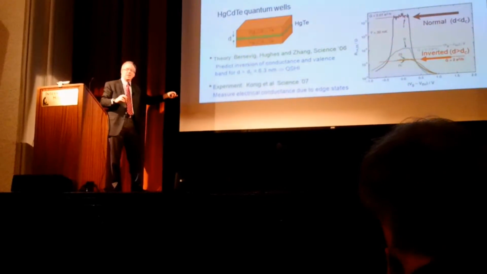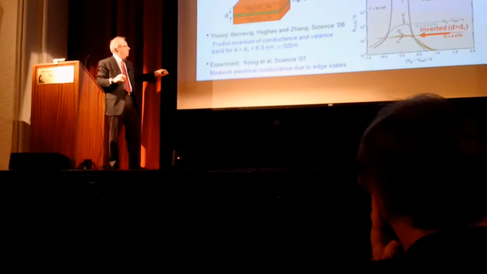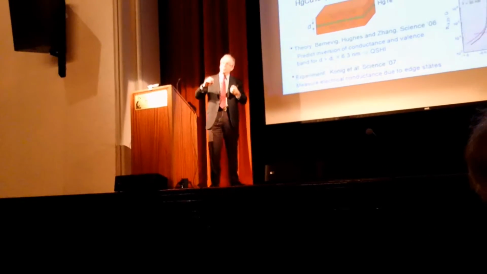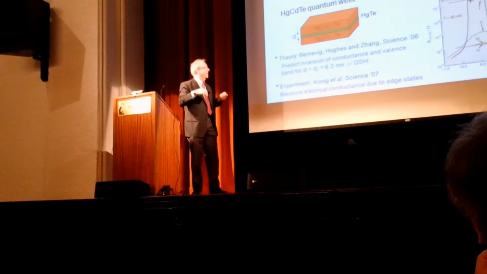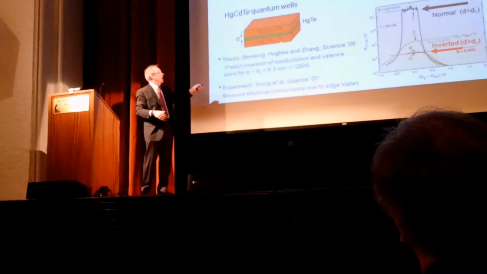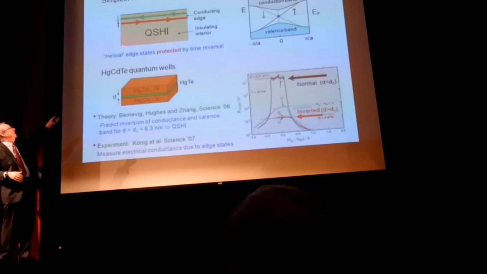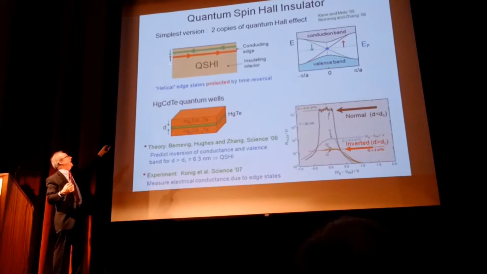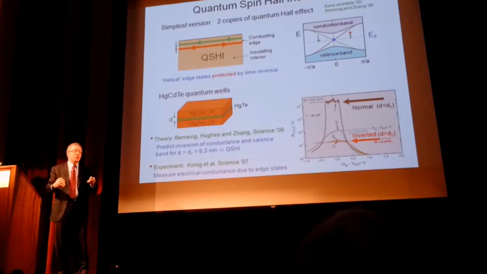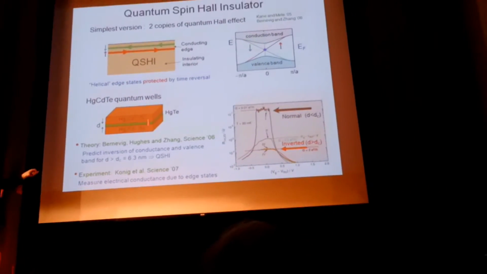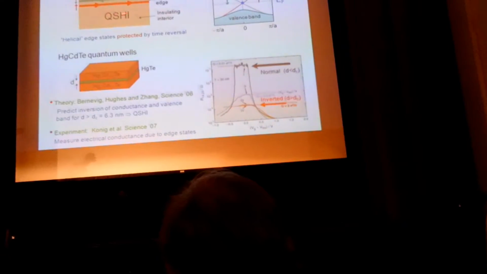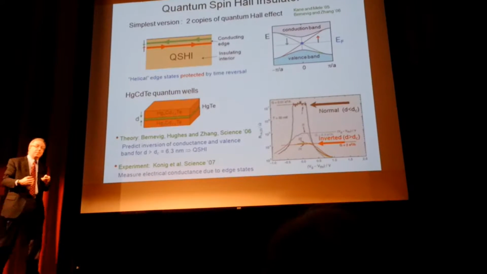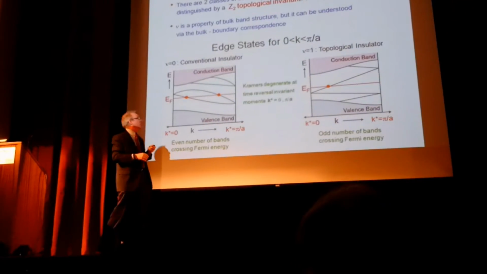They made this prediction, and then within a year, Laurens Molenkamp and collaborators in Germany made these materials, built these structures, and did electrical measurements which established that, yes, indeed, the interior is an insulator. It cannot conduct electricity in the interior, but it can conduct electricity on the edge. So that's what this quantum spin Hall state is. It's an insulator in the interior, but it is a conductor on the boundary. This is the two-dimensional topological insulator.